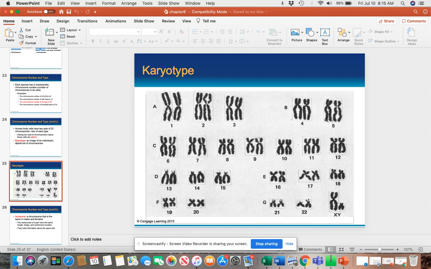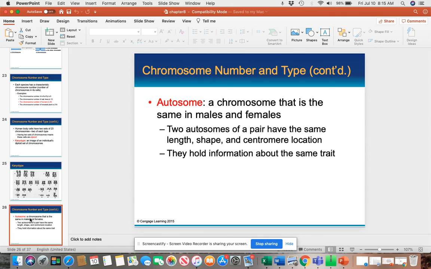Your karyotype, for example, this is humans, shows each pair of chromosome. Notice the 23rd pair determines gender. In this case, XY, male. For females, it will be XX. All the other 22 pairs of chromosomes are autosomes.